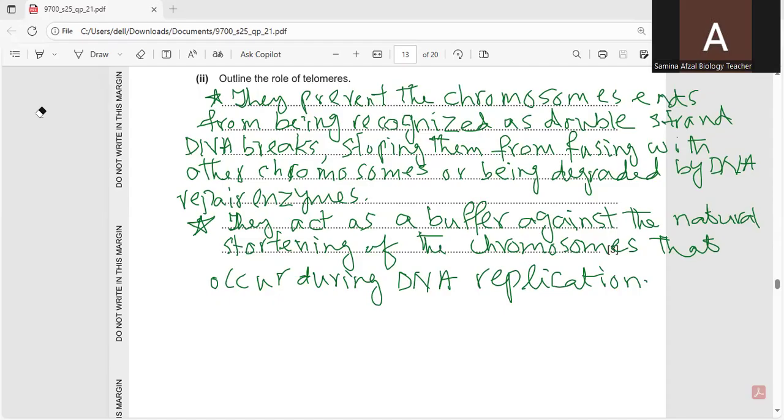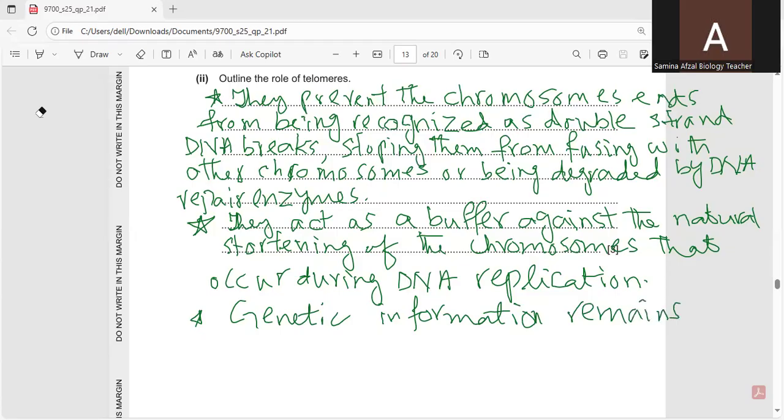So the telomeres save the DNA sequence from wastage or loss. So in this way, the genetic information remains intact. Moving towards the next question.